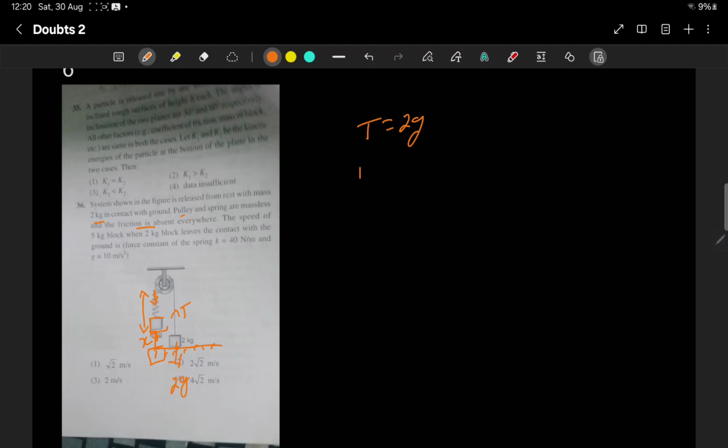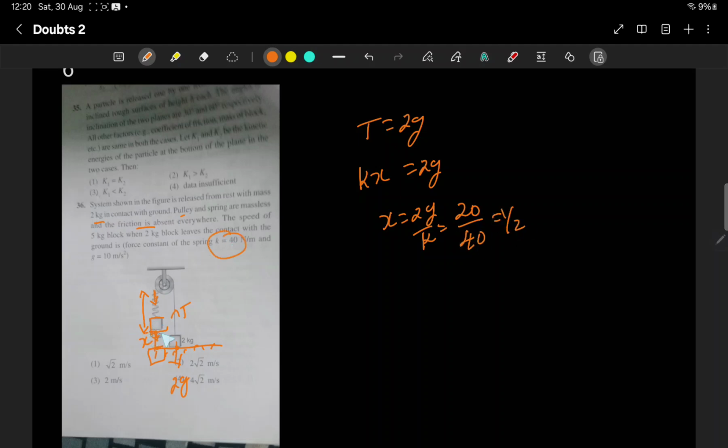Spring force will be equal to what? Kx, simply Kx, where x is the expansion that happened. Kx should be equal to 2g. How much expansion happened? 2g by k. So this is 20 divided by k, which is given as 40, which is 1 by 2.